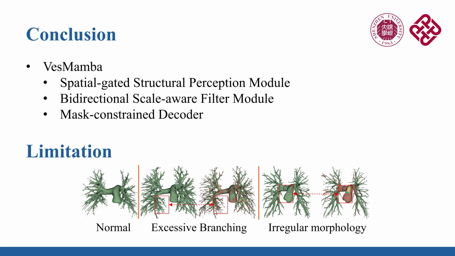Finally, I will summarize our work. We propose VesMamba, a Mamba-based model for 3D pulmonary vessel segmentation. First, the SSP module combines DSAC with Mamba, enabling Mamba to perform long-range dependency modeling, while also gaining spatial structural perception. Second, the BSF module uses bidirectional multi-scale fusion and gated filtering to suppress noise in encoder features and enhance vessel-related features. Third, MC decoder directly constrains low-layer predictions using high-layer decoders, thereby improving segmentation consistency and accuracy.